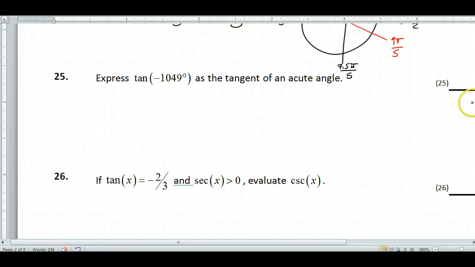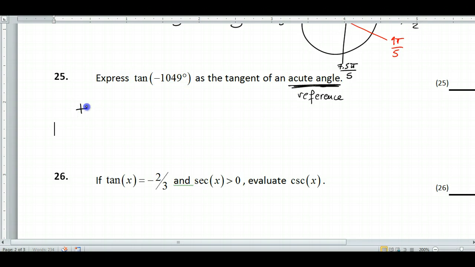Express tangent as the tangent of an acute angle. Acute angle, there's only one, and that's going to be the reference angle. Okay. So I need to figure out the reference angle. So before I do that, I have no choice. I have to go through the coterminal angle. So first coterminal and then reference angle.